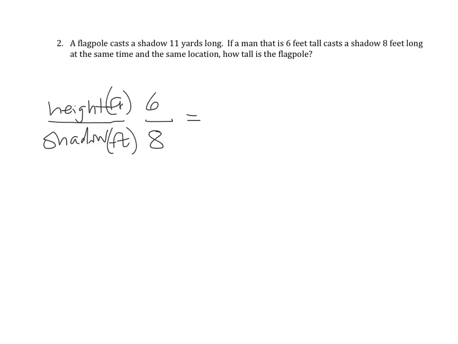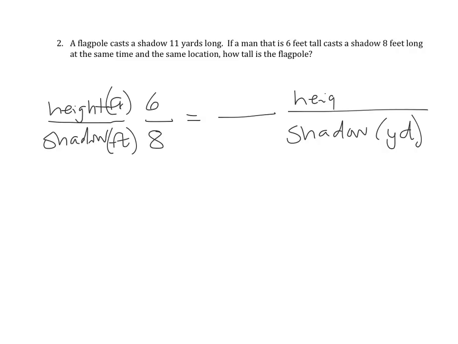the flagpole casts a shadow that's 11 yards long. So over here, since I have height over shadow, where does the shadow have to go? You have to do height over shadow here. So the flagpole shadow is going to be on the bottom, and notice that's being measured in yards. That's okay, because the top is going to be the height of the flagpole, and that answer will also end up being in yards.